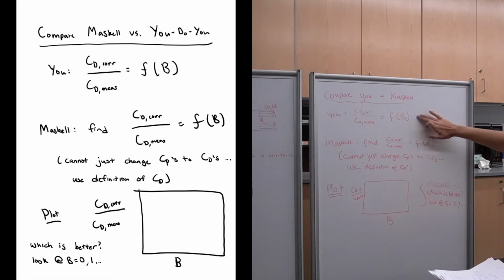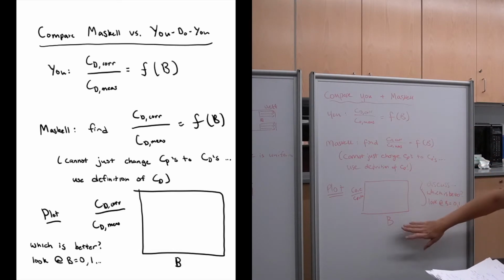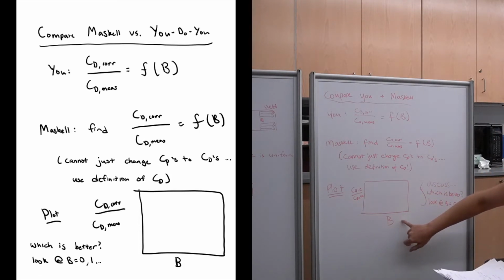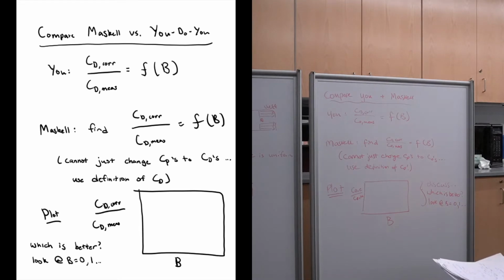Once you have both your expression and Maskell's expression, we're going to get you to plot both of these on the same plot. We're going to plot CD corrected over CD measured against b for both you and Maskell. And you're going to have just a quick discussion included in your report of which method you think is better.